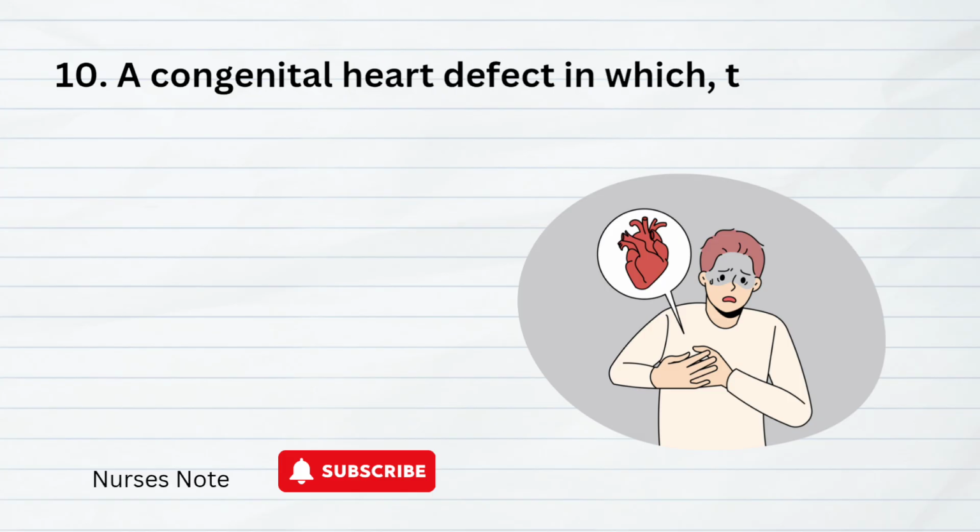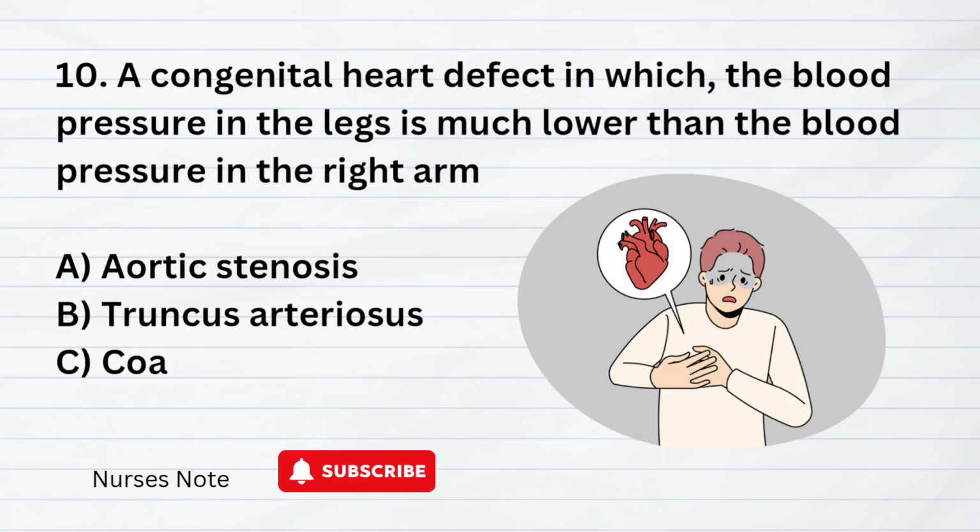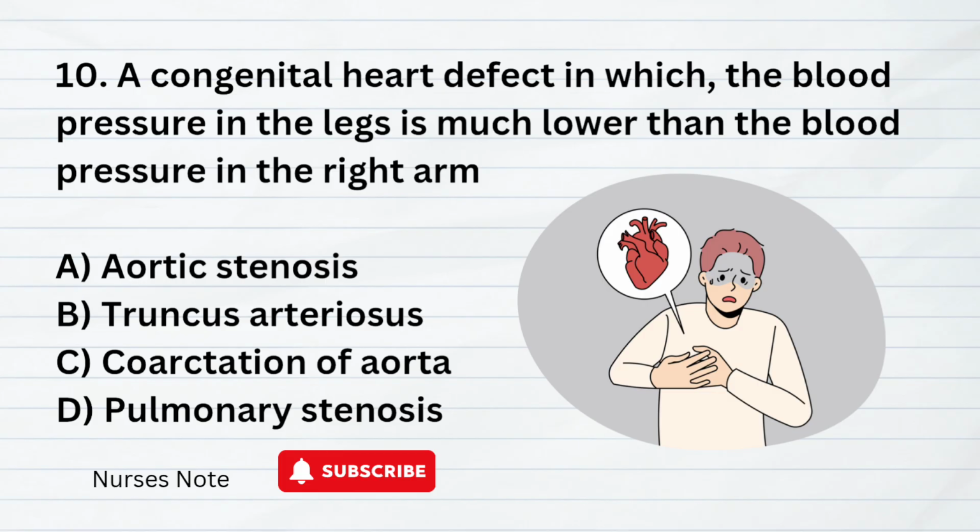A congenital heart defect in which the blood pressure in the legs is much lower than the blood pressure in the right arm: A. Aortic stenosis. B. Truncus arteriosus. C. Coarctation of aorta. D. Pulmonary stenosis.